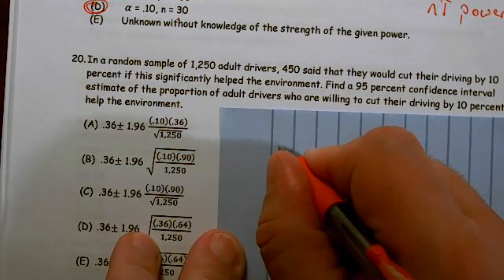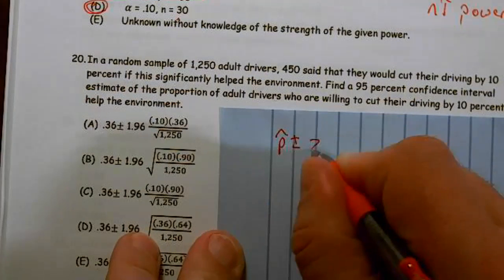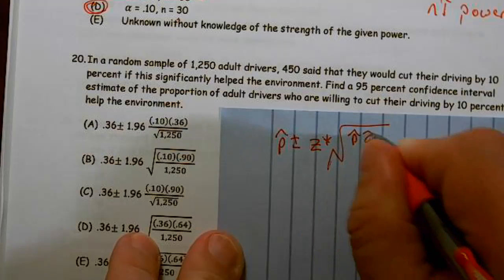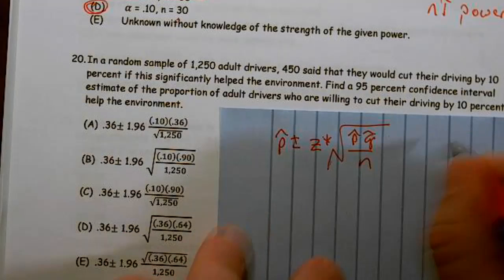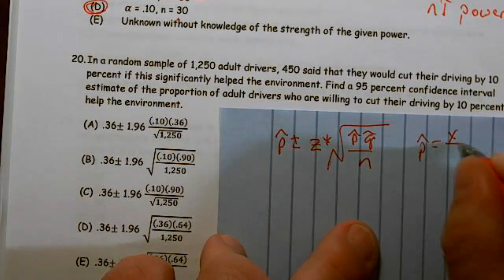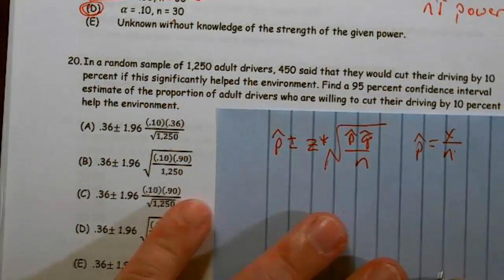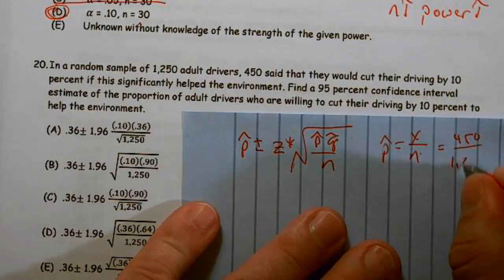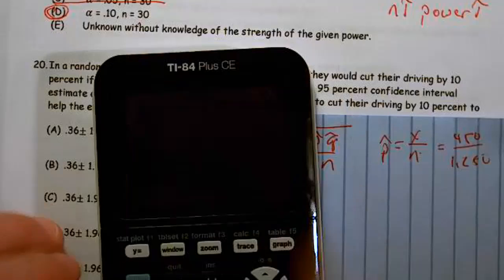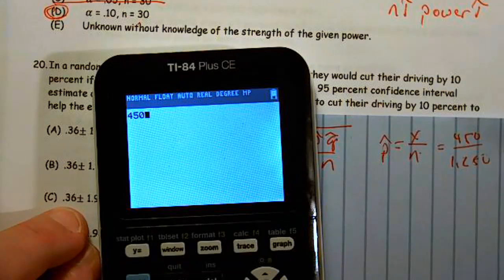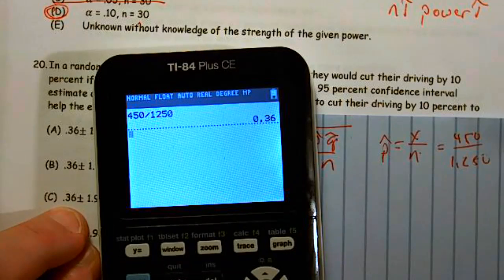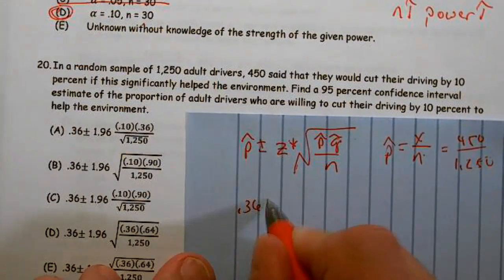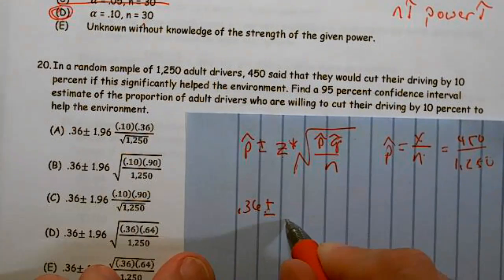So my formula is going to be p hat plus or minus z star times the square root of p hat q hat over n. Well, p hat equals x over n, where n is the sample size and x is the number of successes. So in this case, 450 over 1,250. 450 divided by 1,250. So there's our 0.36. All right, so this is going to be 0.36 plus or minus. We'll come back to z star in just a moment.